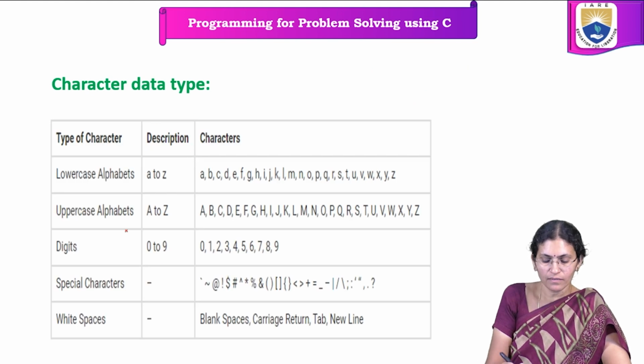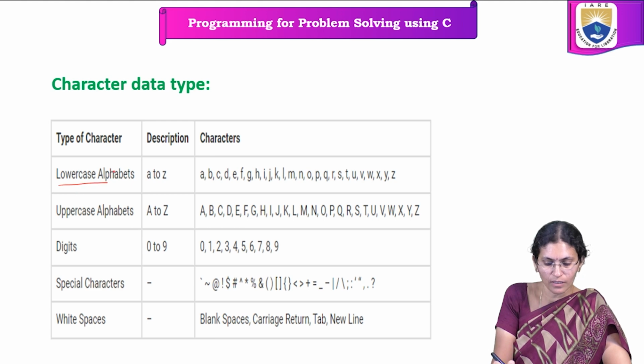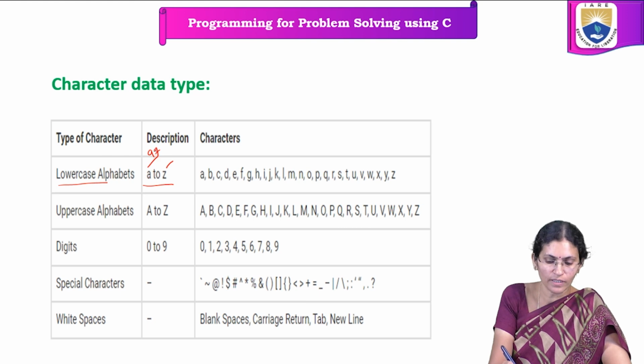Next, these are the character data type. You can include lowercase alphabets from A to Z. It starts with 97. In the computer, A is stored as 97, its ASCII representation is 97, and then it goes on 97, 98, 99, 100 and so on. All these are the character set in C.